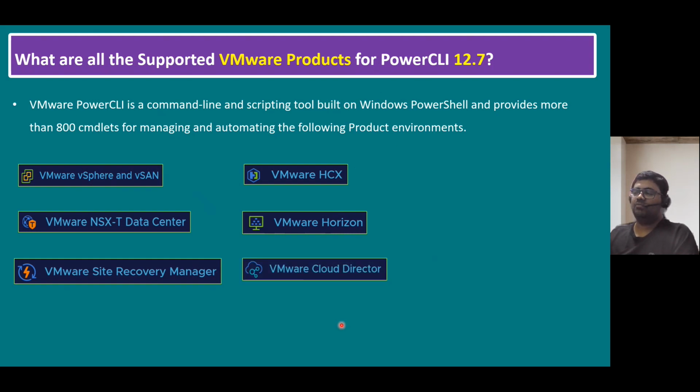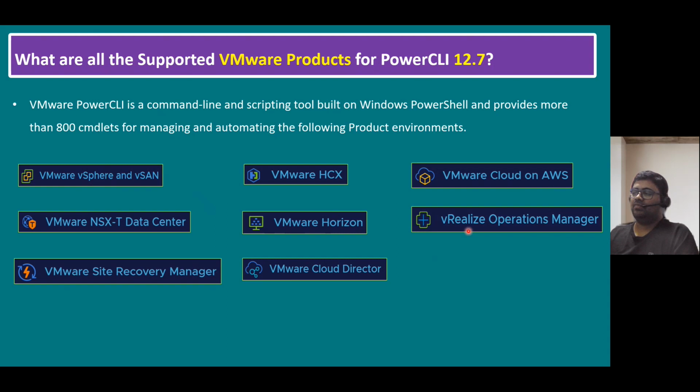Another one is VMware Cloud Director. This is also mainly used to manage multi-tenants with automation functionalities. And the VMware hybrid cloud product, which is VMware Cloud on AWS, is also supported for PowerCLI commands. Another one, vRealize Operations Manager. The latest name for vRealize Operations Manager is Aria Operations. This is also supported for PowerCLI.